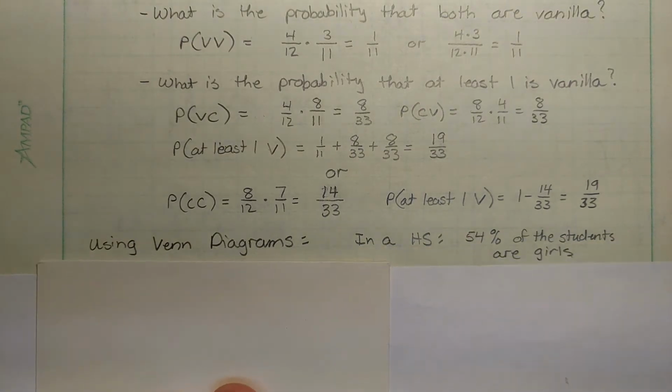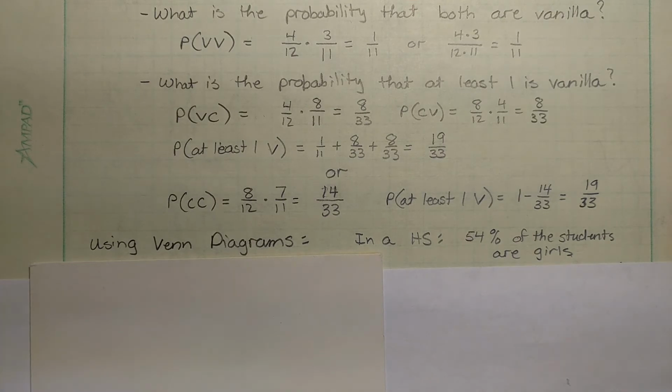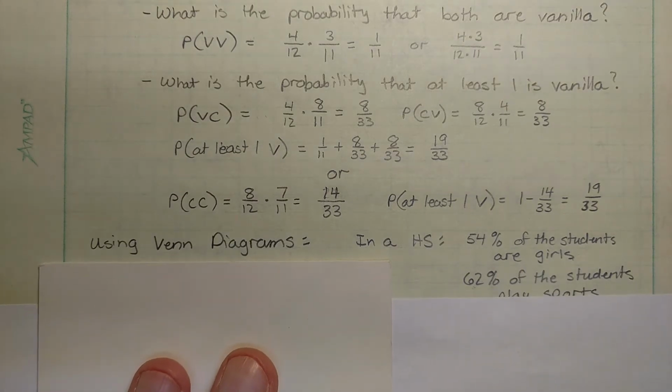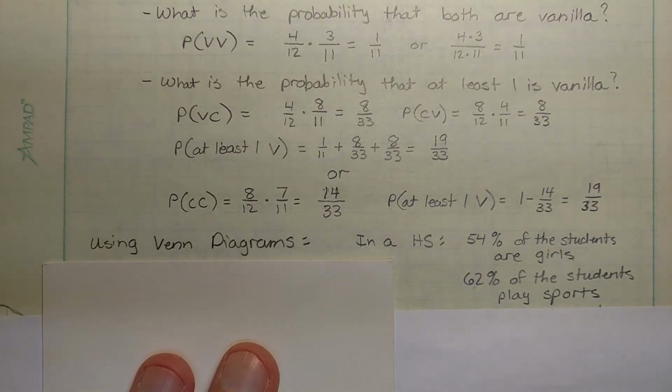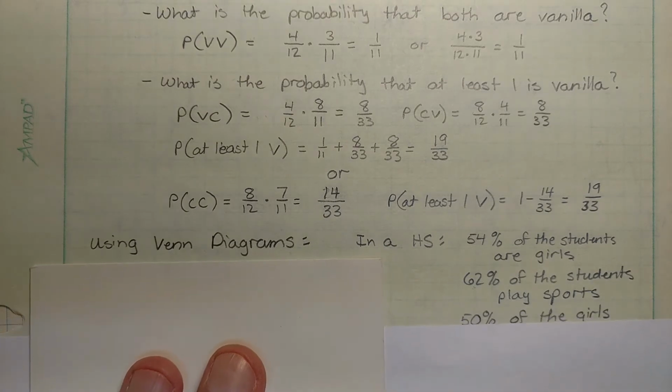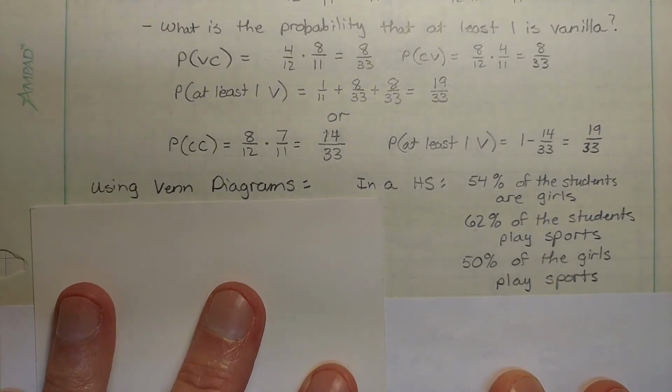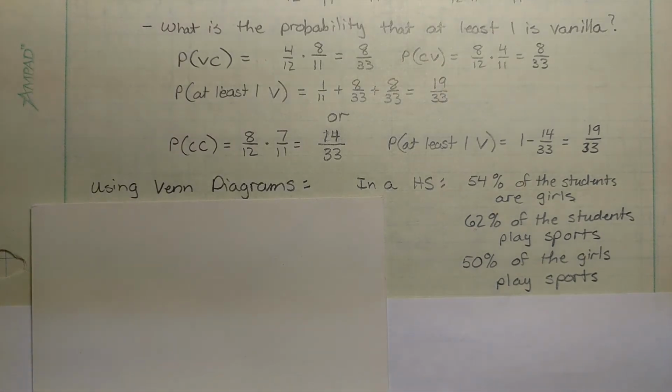So we have in a high school, we're told 54% of the students are girls. We are also told that 62% of the students play sports. And finally, we are told that 50% of the girls play sports. So here we know percentages, and we know a lot of overlapping categories. We've got girls, some of them are playing sports. We have students, some of them are playing sports. And so we've got all these different overlapping categories here.